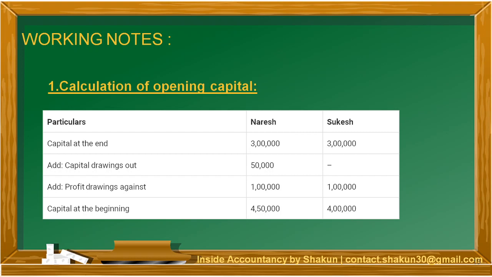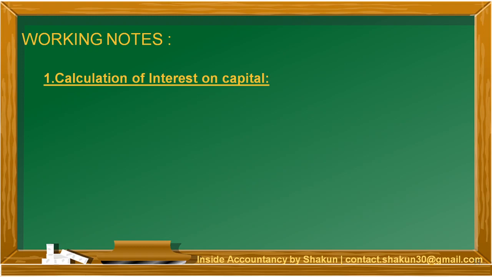Please draw your attention to the fact that drawings out of capital has been made only by Naresh and the date of drawings was 1st of October. So that means he had withdrawn 50,000 after 6 months. Now, look at the capital in the beginning, which was 4,50,000 and 4 lakh. Coming to our second working note.